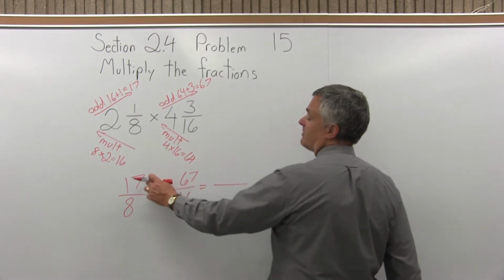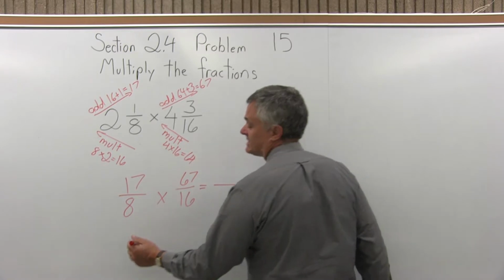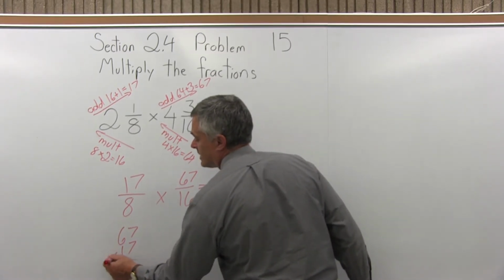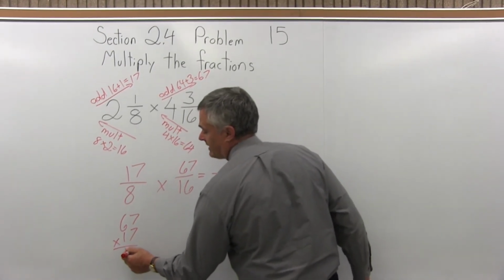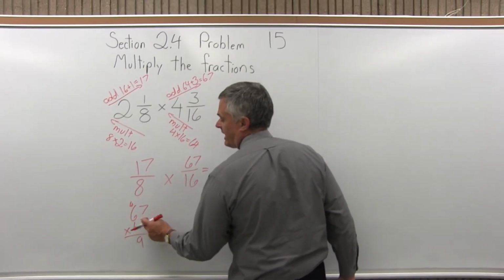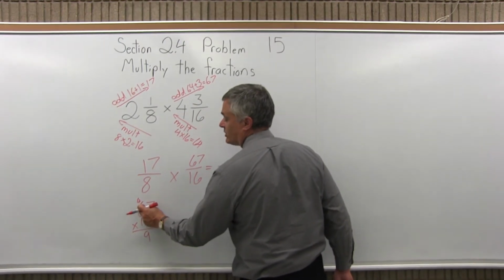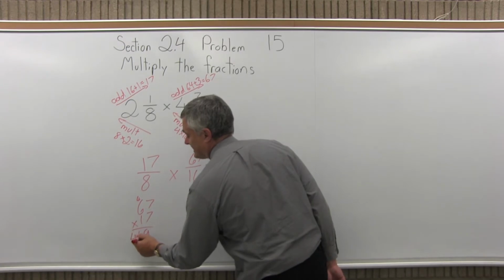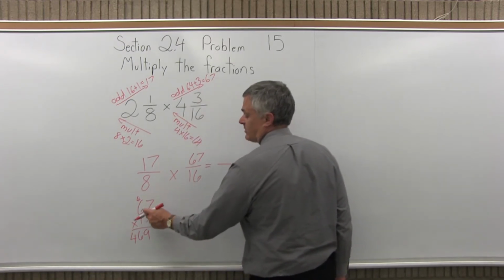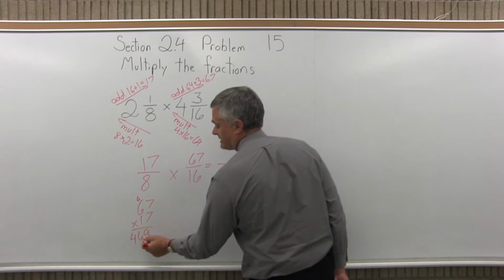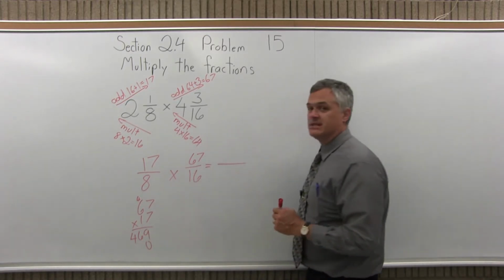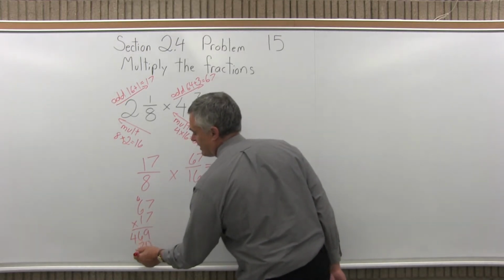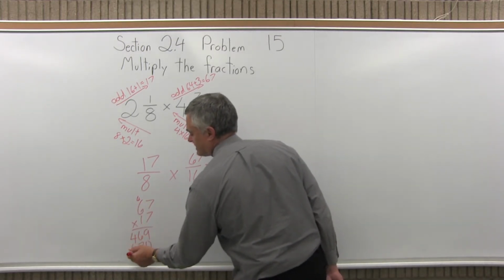So coming across the top, for the numerator, 17 times 67. So 7 times 7 is 49. Write the 9, carry the 4. And then 7 times 6 is 42, and then you add the 4 that you carried. 42 and 4 more will be 46. And now I'm done with the 7. Now I have to multiply the 1 in the 17. But before I do that, I'll put a 0 to hold my place. And then 1 times 7 is 7. And 1 times 6 is 6.